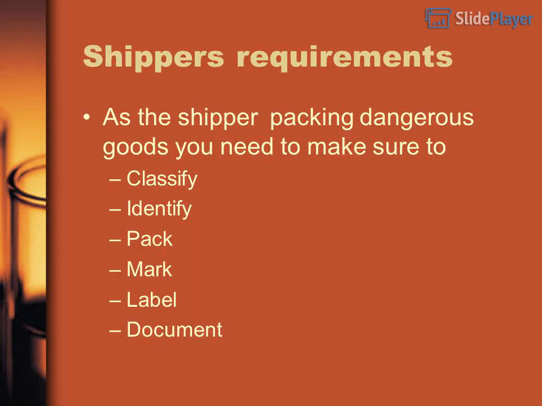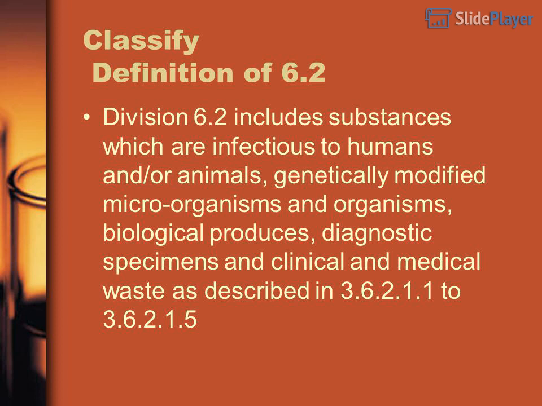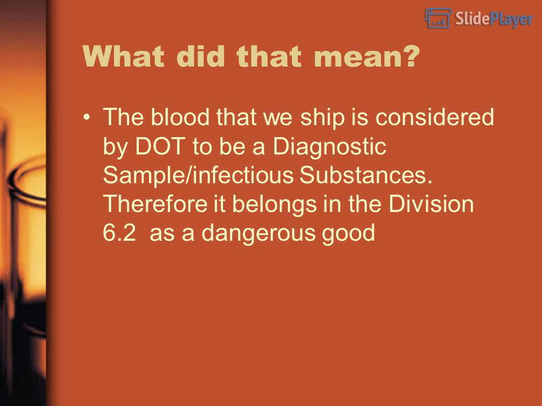Shippers requirements. As the shipper packing dangerous goods, you need to make sure to classify, identify, pack, mark, label, document. Classify. Definition of 6.2. Division 6.2 includes substances which are infectious to humans and/or animals, genetically modified microorganisms and organisms, biological products, diagnostic specimens and clinical and medical waste as described in 3.6.2.1.1 to 3.6.2.1.5. What does that mean?